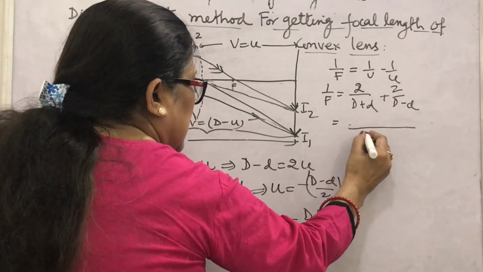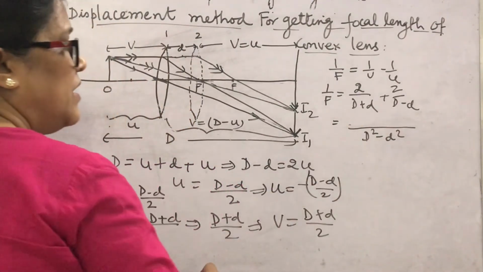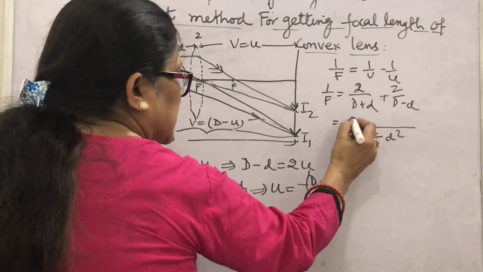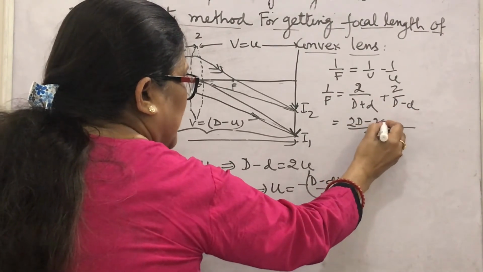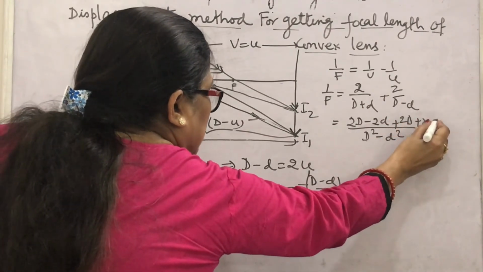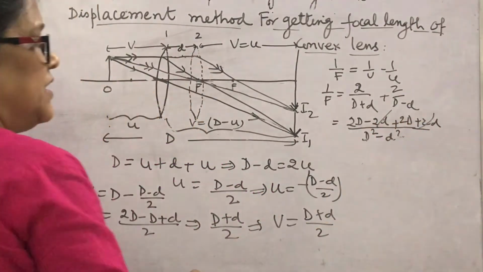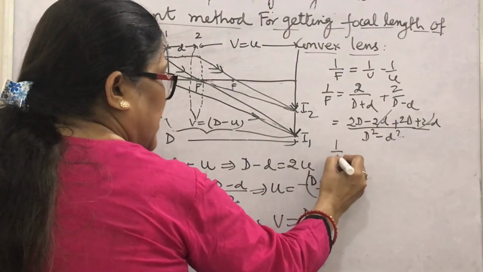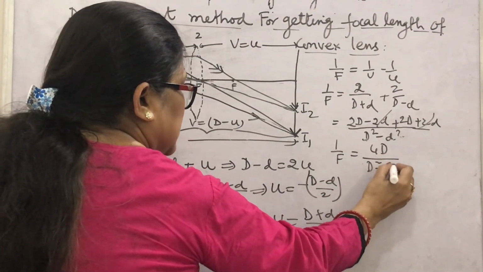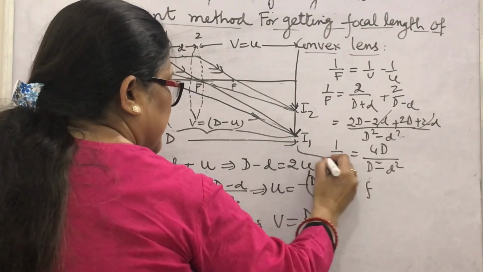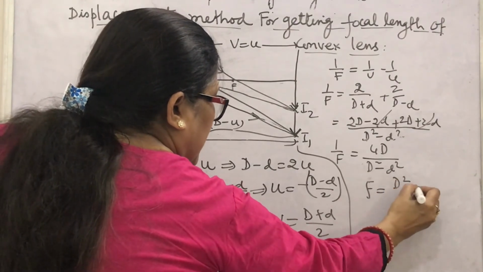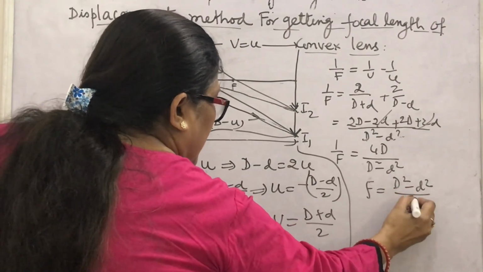Then what will be the LCM here? This is D square minus d square. And what are you getting in numerator? This is 2 capital D minus 2 small d plus 2 capital D plus 2 small d. So what is cancelled here? This 2d, 2d. Finally, you are getting 1 upon f equal to 4D upon D square minus d square. So what is f? If you note down, f is D square minus d square upon 4D.